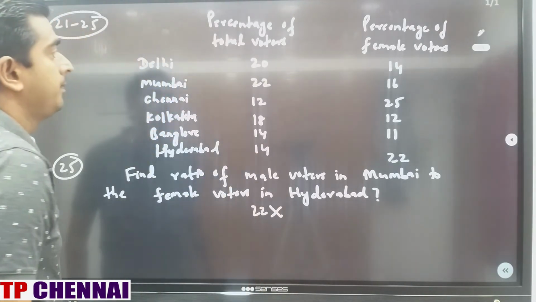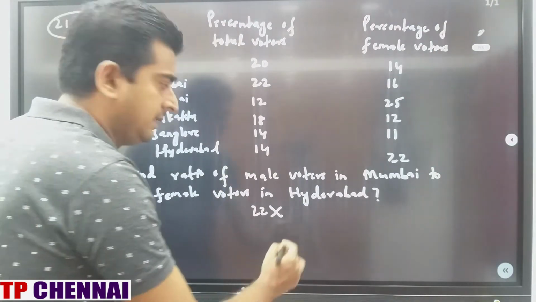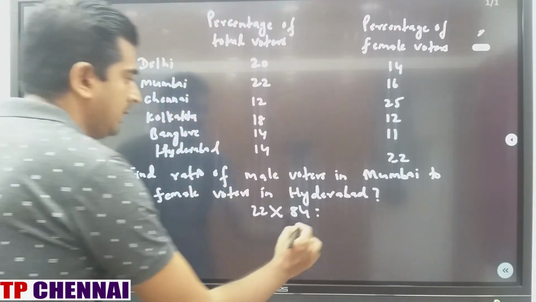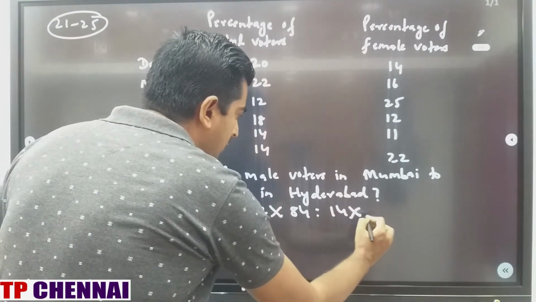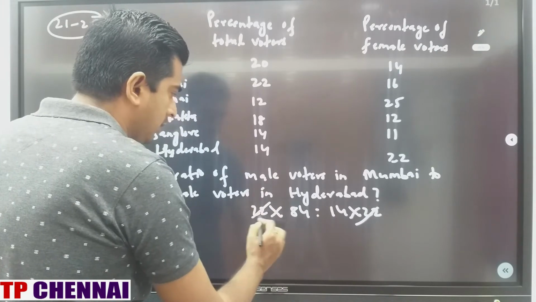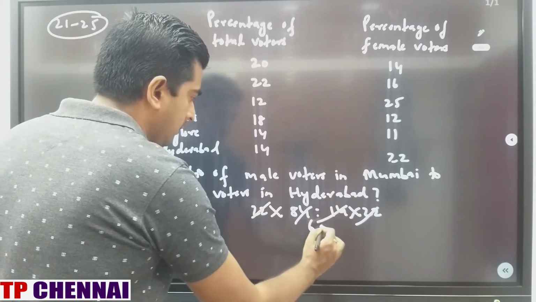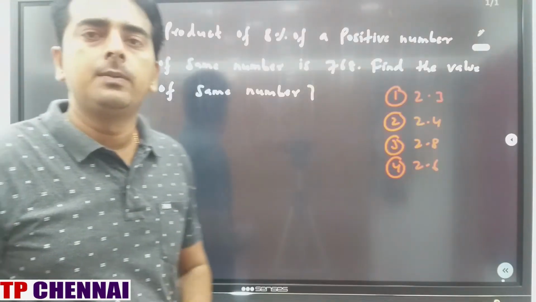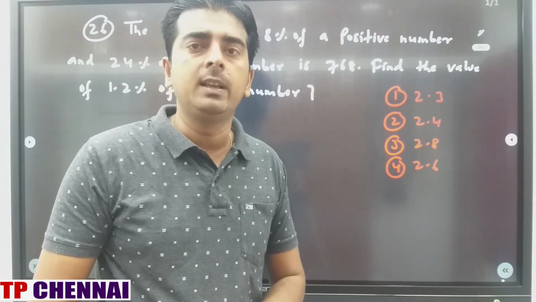22 into 100 minus 16 is 84. Female voters in Hyderabad, 14 into directly 22. Right? So 22 and 22 is gone. 14 6 are. That is my answer. 6 is 2. So I hope you are clear with DI. Now we will see arithmetic question, right?